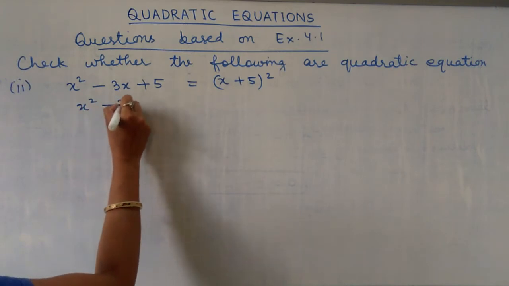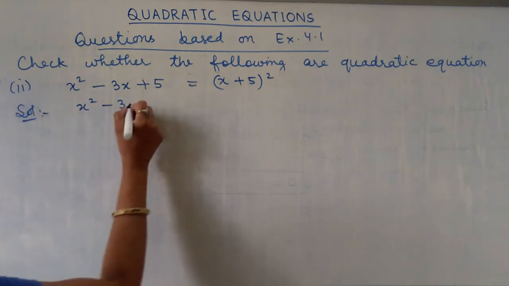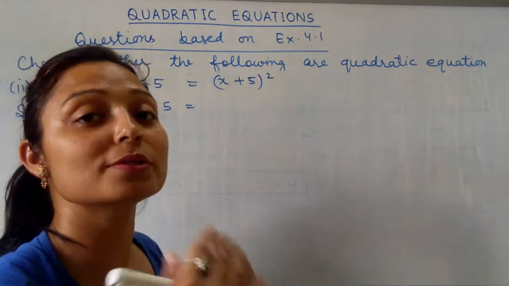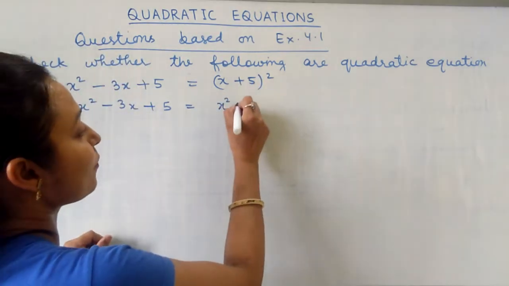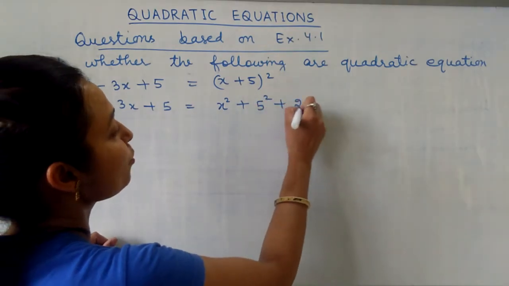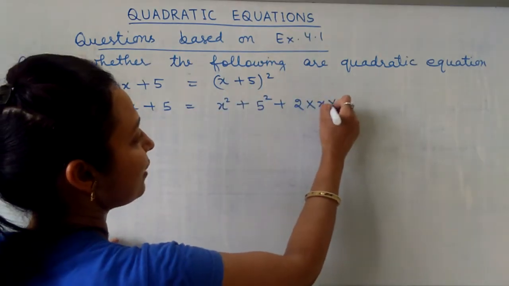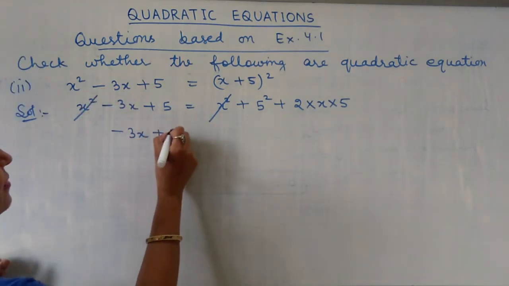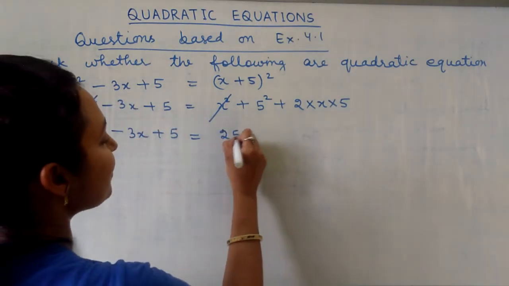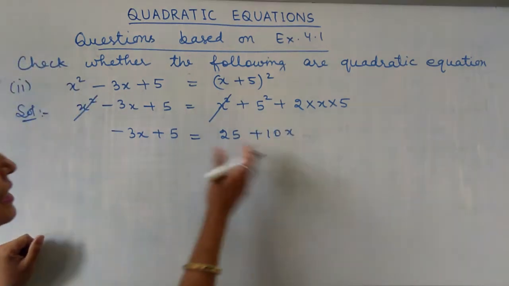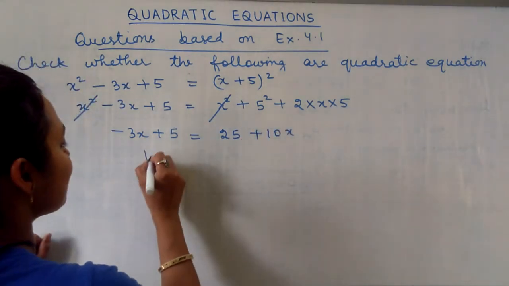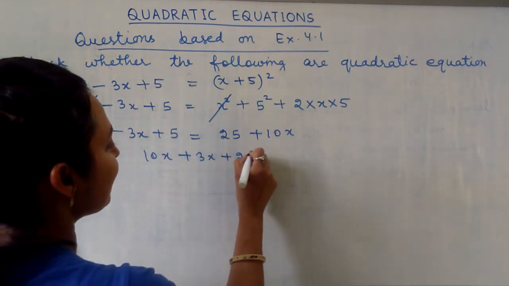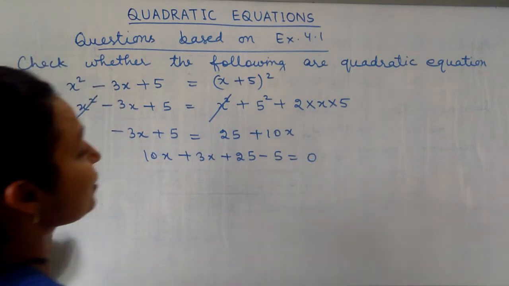X square minus 3x plus 5 is equal to, I will apply the identity a plus b whole square. What is that identity? A square plus b square plus 2ab, that is x into 5. This x square and x square will cancel. Minus 3x plus 5 is equal to 25 plus 10x, right? But x square is not there. After simplification, I will take this 3 on the right hand side, 25 minus 5 is equal to 0.